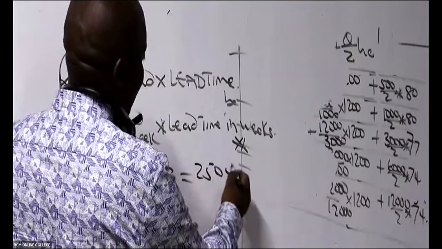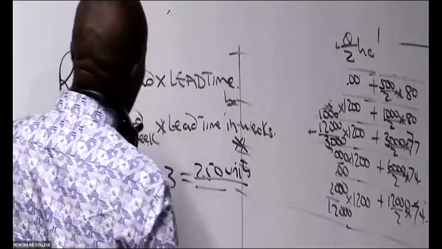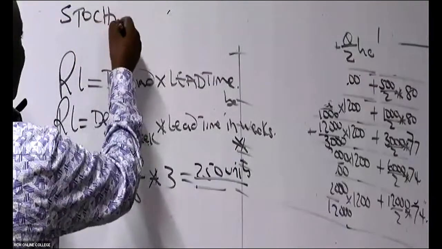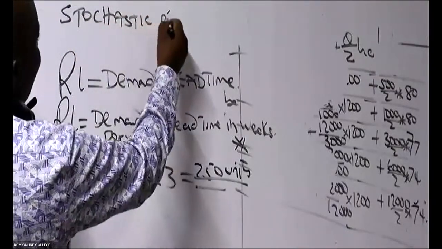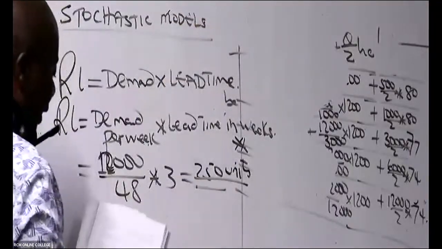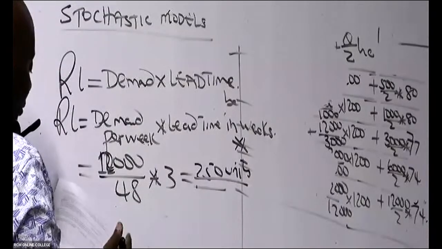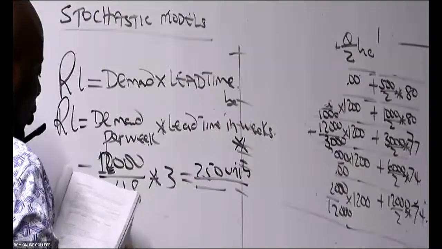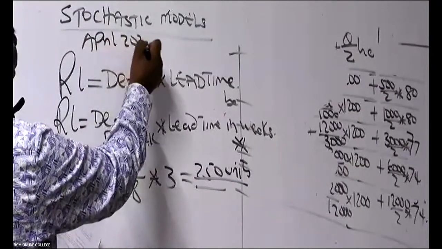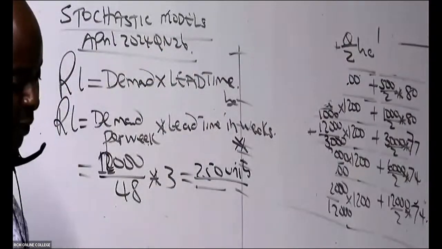I'm so impressed with today's speed, because we've been able to cover very, very key things. So when I come to my next class, I will cover the stochastic models, probabilistic models, and I would even want to leave you with a question that you can try doing. April 2024, question 2B.